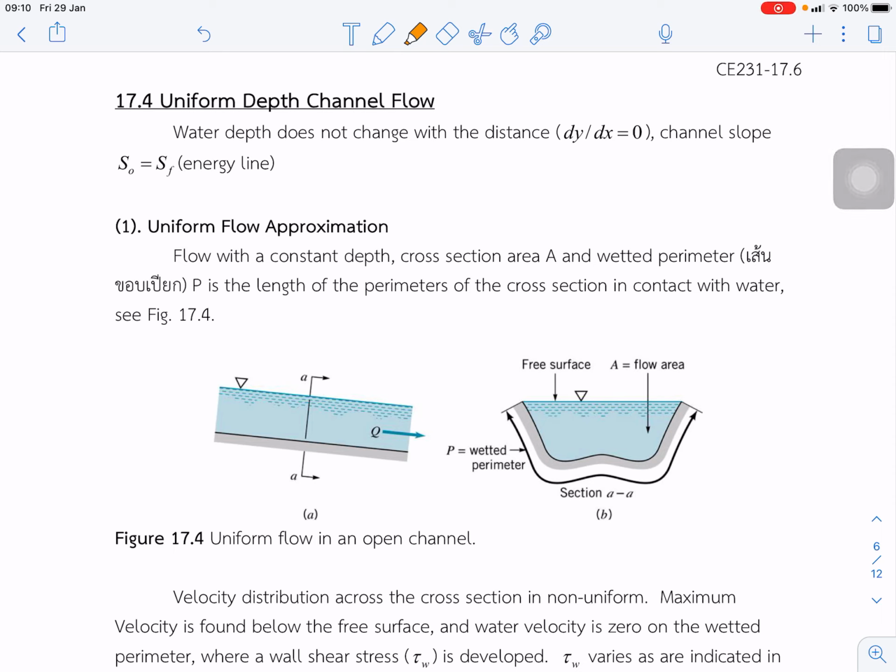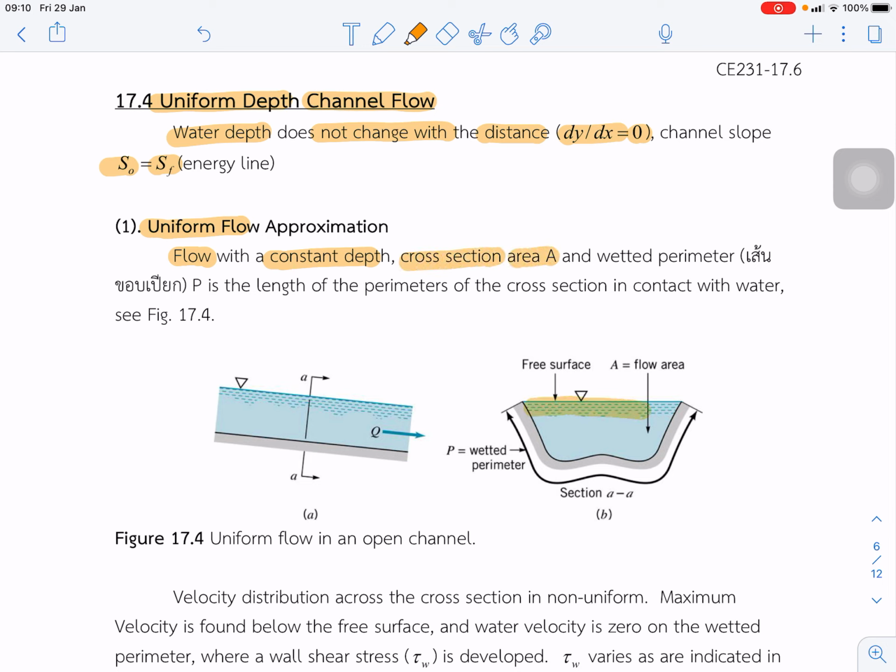Next section is the uniform depth of the channel flow. Water depth doesn't change with the distance for the uniform flow. dy/dx is 0 and the channel slope is equal to the energy slope. For uniform flow approximation, flow with constant depth and cross-section area A.